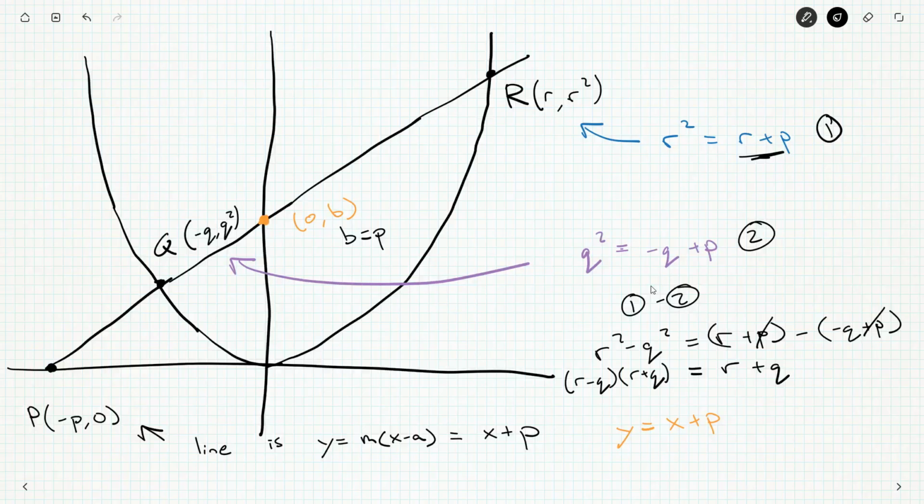So we have two possibilities. Either r and q add up to 0, or we can divide both sides and r minus q is equal to 1.